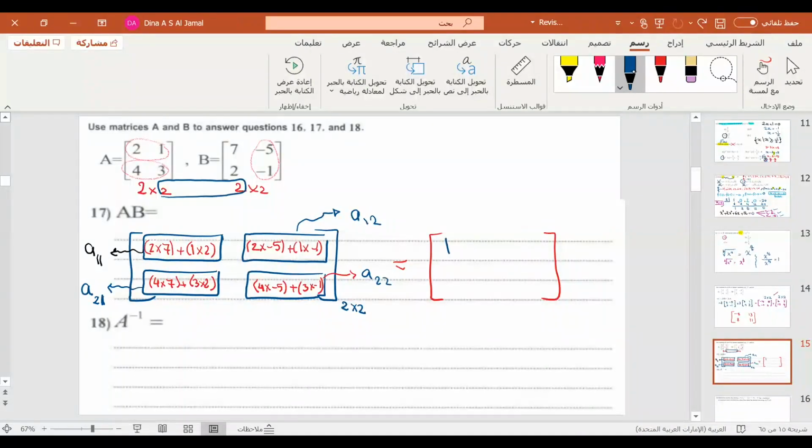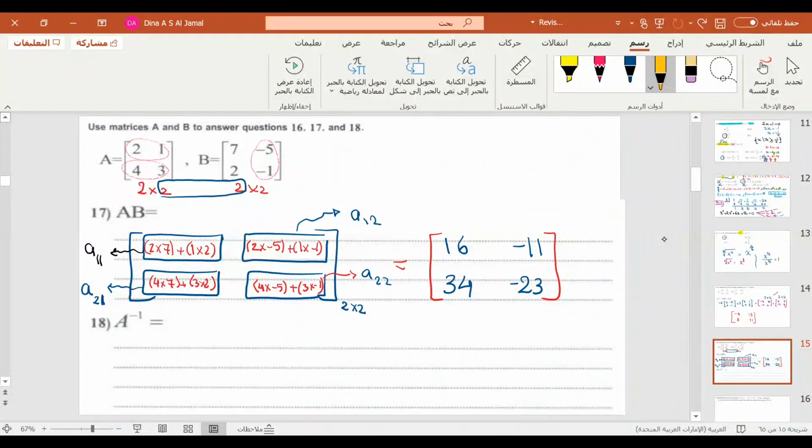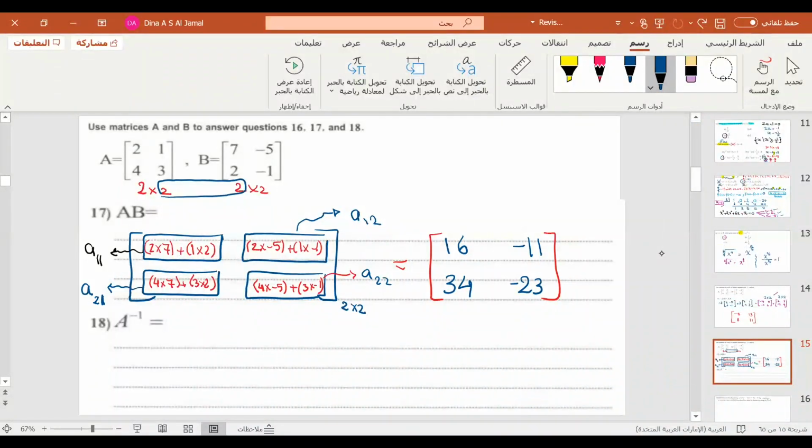16, minus 11, 34, minus 23. Now, he would like you to find A inverse. So now let's know what is the rule of the inverse function. Whenever you are having 2 by 2, 1 over determinant of A multiplied by the adjoint of A. So let's first of all find the determinant of A.